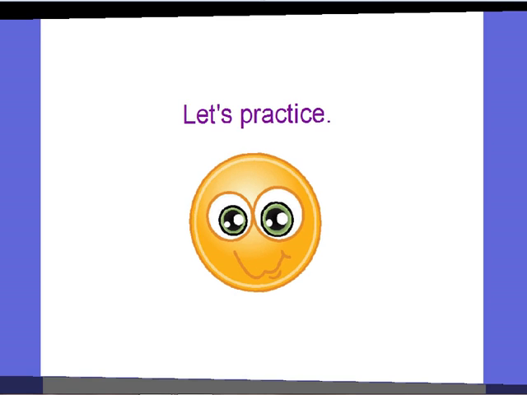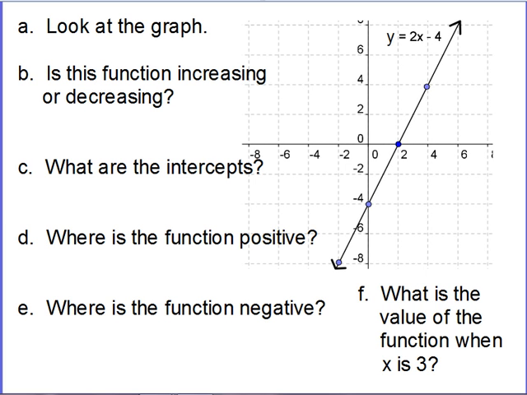So let's practice just a little bit. Take a look at this graph. We notice that it's a function. It's also linear. Is this function increasing or decreasing? Or both? Well, in this case, going from left to right, this has a positive slope, so this is an increasing function.